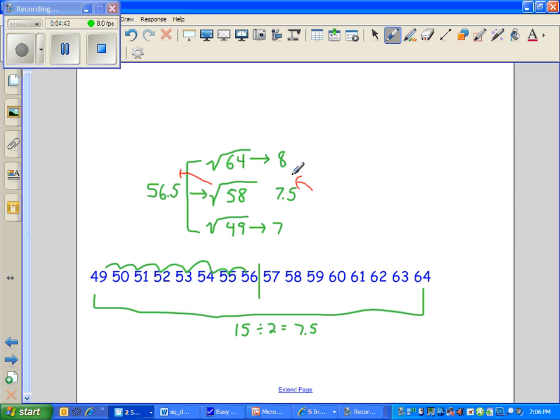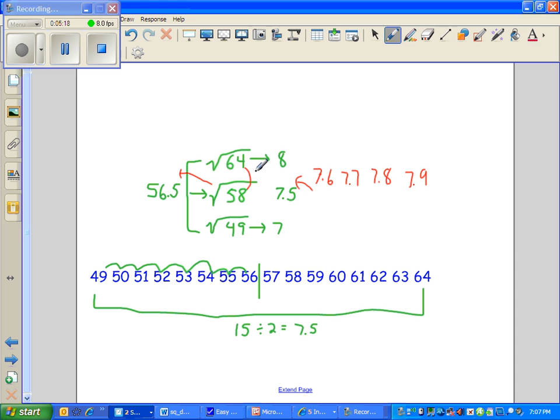To figure out how far, because it could be 7.6, it could be 7.7, 7.8, or 7.9, I need to judge who 58 is closer to. Is it closer to 56.5, which is the halfway mark, or is it closer to the perfect square area of 64?